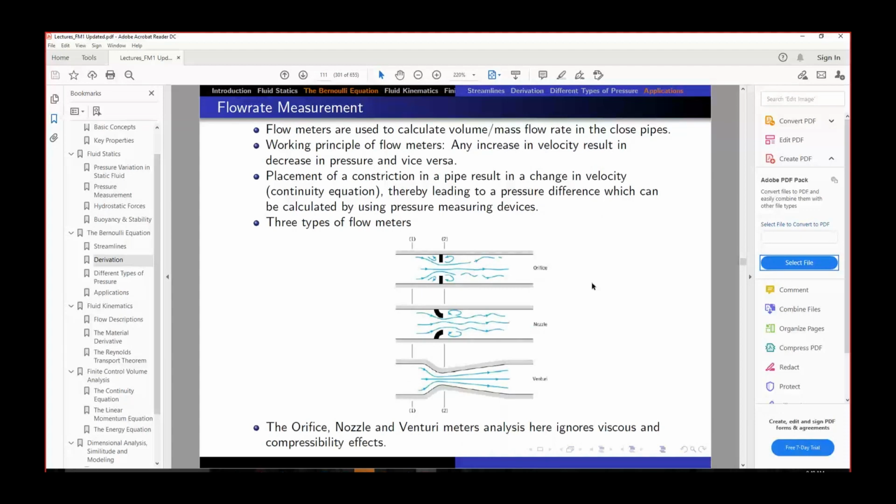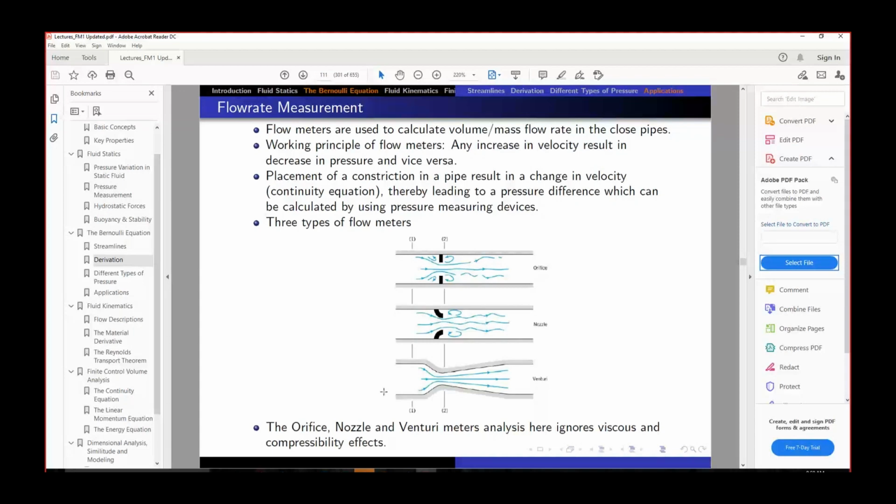There can be 3 types of flow rate measurement devices in a confined flow. One is the orifice meter, the second one is the nozzle meter, and the third one is the venturi meter. An orifice meter is just a simple hole or an opening. The flow will come here, the area will reduce suddenly, so there will be sudden change in velocity here, and decrease in pressure. In the nozzle meter, the area decreases suddenly, but a bit more gradually, like a nozzle.